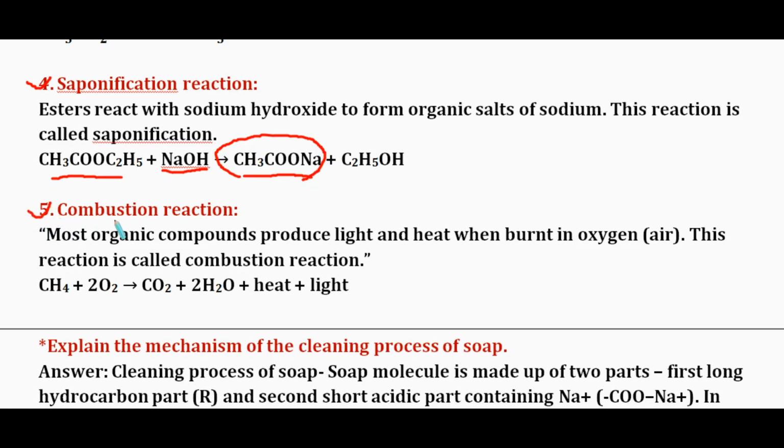Next, number 5, is combustion reaction. Most organic compounds produce light and heat when burnt in oxygen. This reaction is called combustion reaction. That is, methane burns in presence of oxygen to form CO2, H2O, heat and light. This is known as combustion reaction.